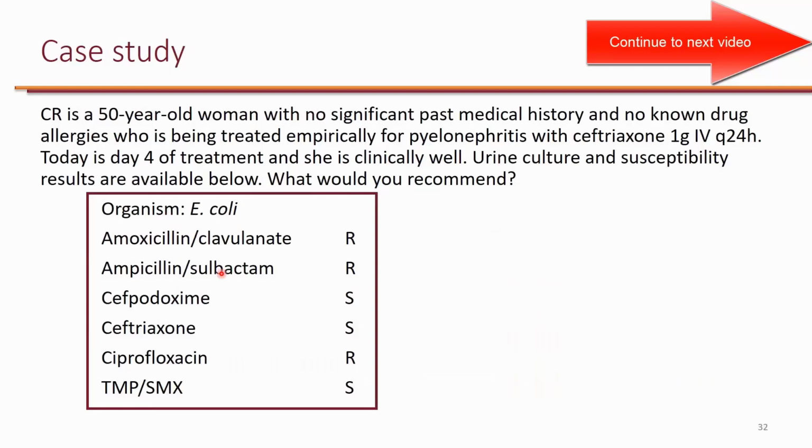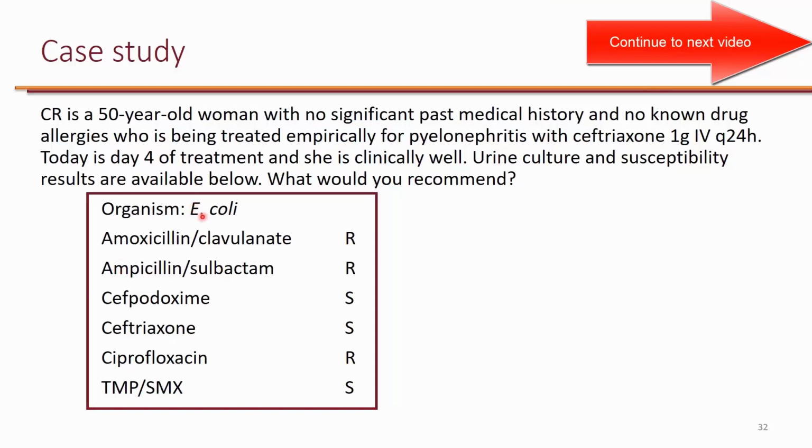So let's take a look at the case study. Let's say CR is a 50-year-old woman with no significant past medical history and no known drug allergies, who is being treated empirically for pyelonephritis with ceftriaxone 1 gram IV every 24 hours. Let's say today is day 4 of treatment, and she's clinically well. Here are the results of the urine culture.